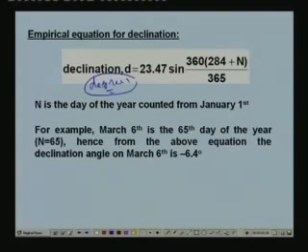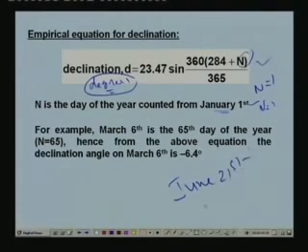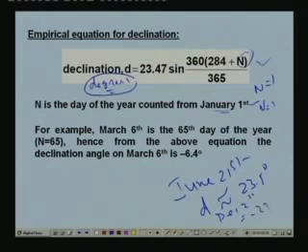The declination in degrees is given by the empirical equation d = 23.47 sin(360 (284 + n) / 365). What is n? n is the day of the year counted from January 1st. That means January 1st n is 1, January 2nd n is 2, like that, so December 31st n becomes 365. If you know the day of the year, you can easily calculate the declination using this equation. From this equation you will find that on June 21st, declination d is approximately 23.5 degrees, and on December 21st it is minus 23.5 degrees.